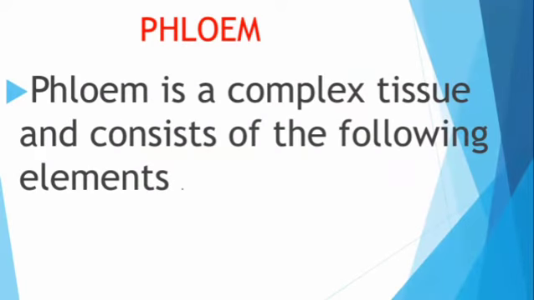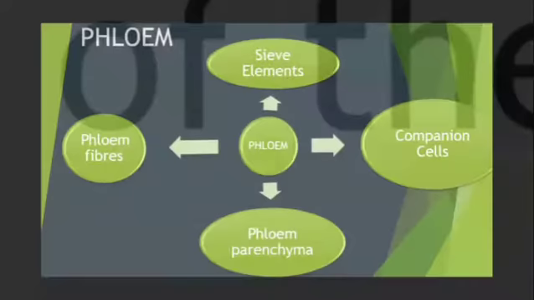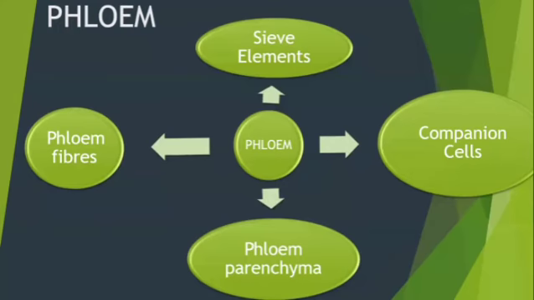Phloem is a complex tissue consisting of the following elements: sieve elements, companion cells, phloem parenchyma, and phloem fibers. Let's study the complex tissue phloem.